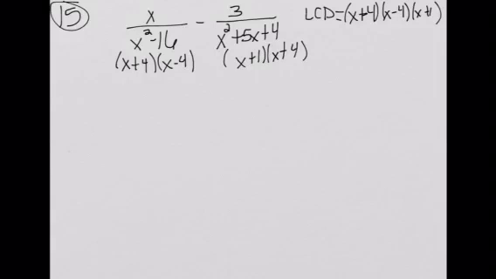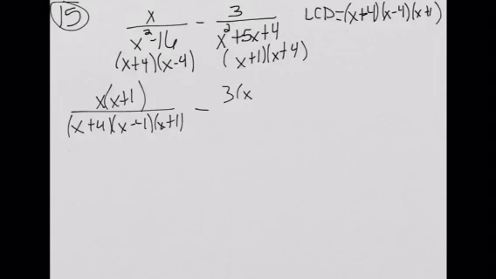Okay. And so now, if we look at the first one, we notice that it's missing the x plus 1 factor, and so that's the one I got to multiply to the top and to the bottom. Then if we look at the second term, it's missing the x minus 4, so that's the one we multiply to the top and also to the bottom. And now they have the same common denominator, and so now we can just simplify it up.